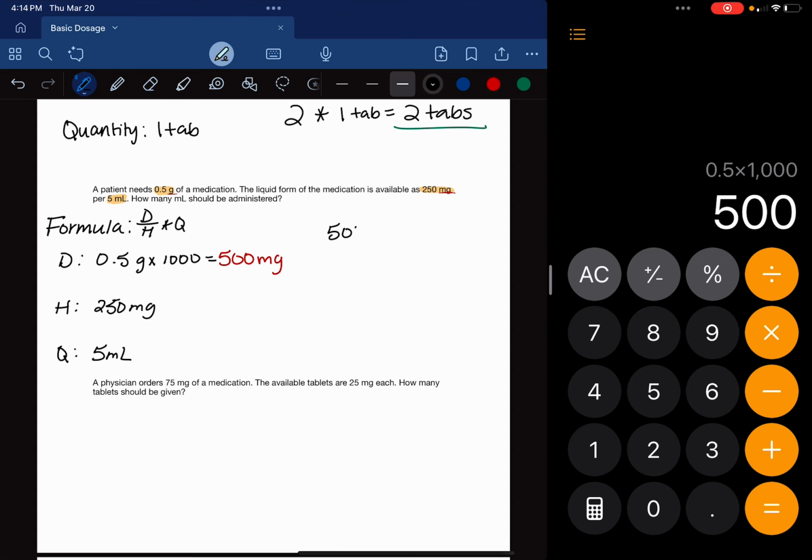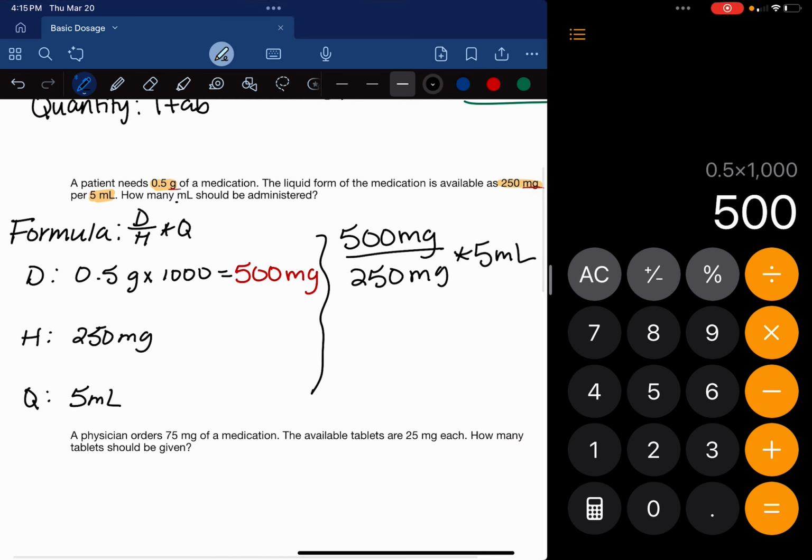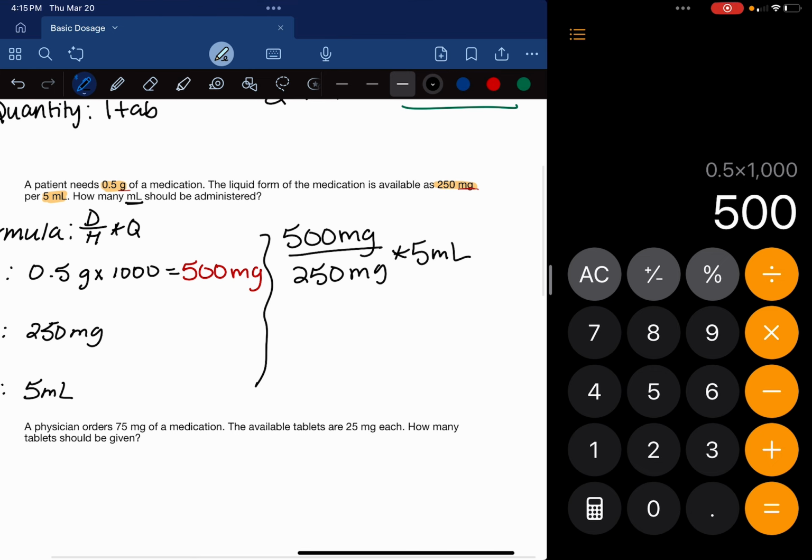So 500 milligrams over 250. Sorry, writing so big. Okay, so 500 milligrams over 250 milligrams times 5 milliliters. Now, remember, we're looking for milliliters. So the milligrams is going to cancel out at this point, and we only need milliliters.